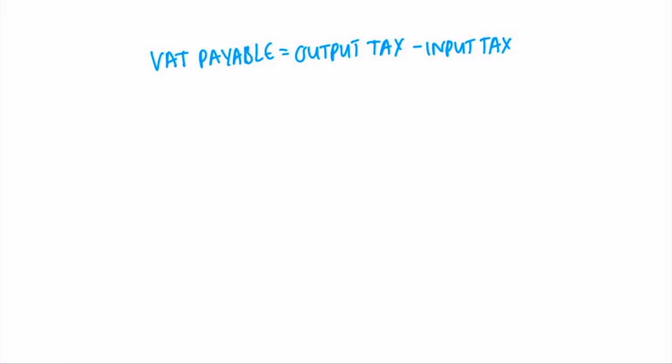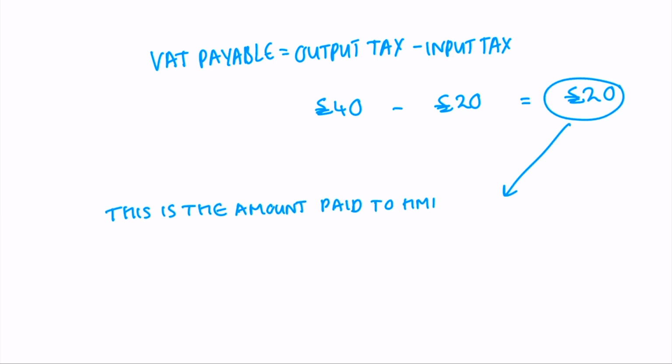In the example we looked at previously, Business B charged output tax of £40 and it paid input tax of £20. The VAT payable to HMRC equals the output tax minus the input tax. So the VAT payable to HMRC equals £40 minus £20, which equals £20. If the input tax was more than the output tax, the business might be due a refund from HMRC.